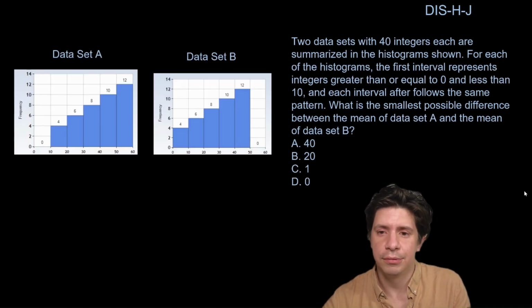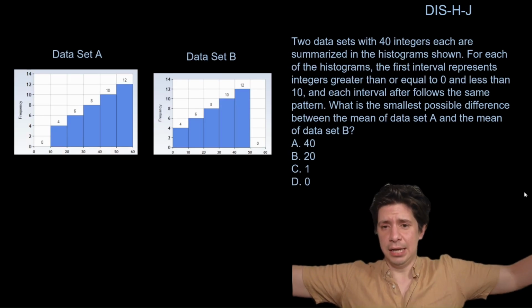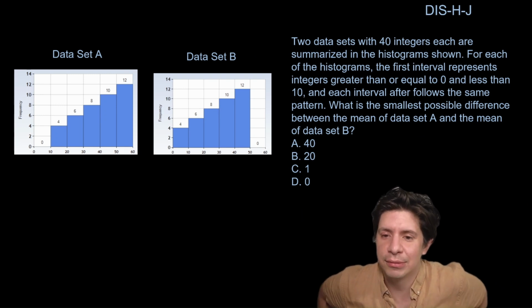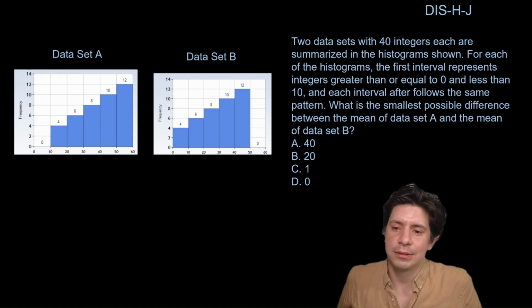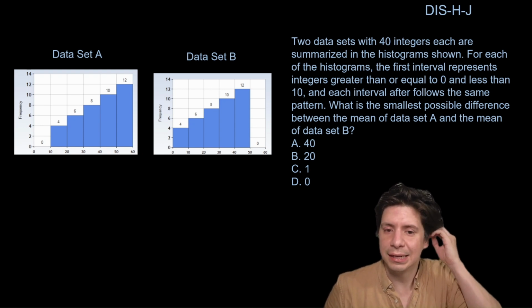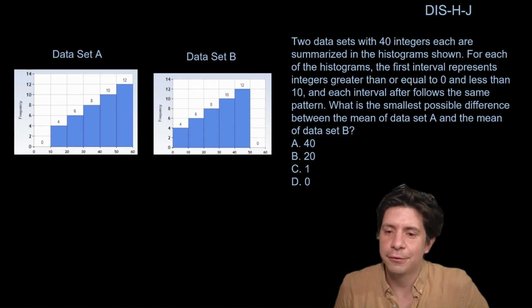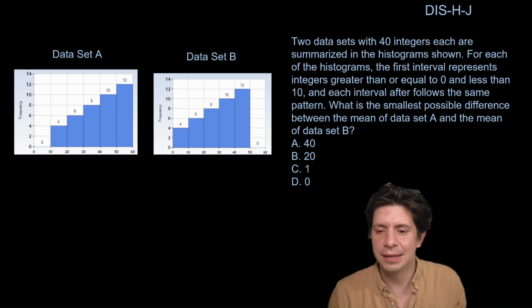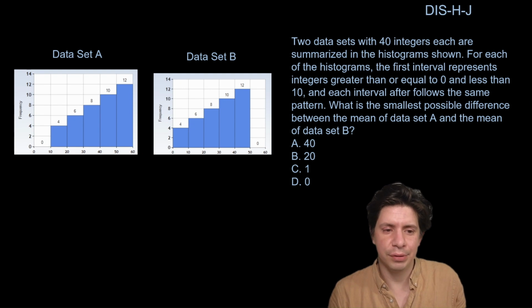All right, so now we'll go on to this. HJ, 2 data sets with 40 integers each are summarized in the histograms shown. For each of the histograms, the first interval represents integers greater than or equal to 0 and less than 10. And each interval after follows the same pattern. What is the smallest possible difference between the mean of dataset A and the mean of dataset B?